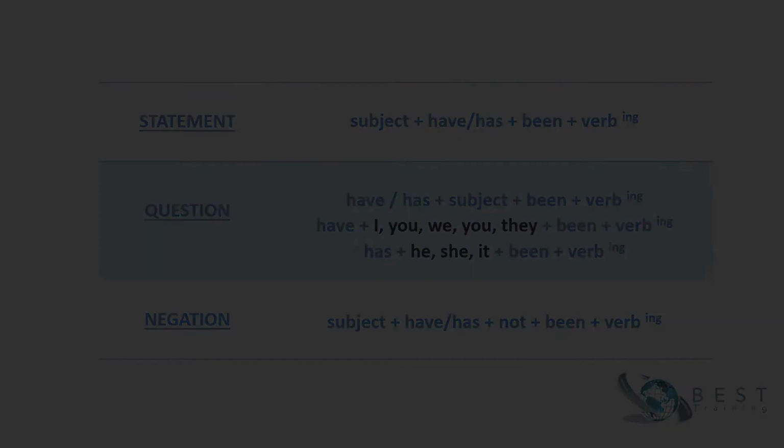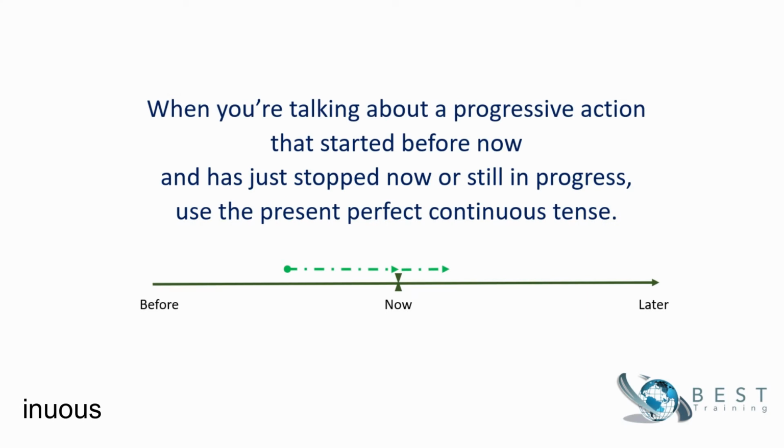Let's explain its use. When you are talking about a progressive action that started in the past and has continued up to the present moment, either has just stopped now or continues for later. I'll explain more. When an action or an event started at a specific point in the past and kept on going up to now, then stopped, sometimes the action carries on for a length of time later, we have to use the present perfect continuous, because it usually emphasizes duration or the amount of time that an action has been taking place.